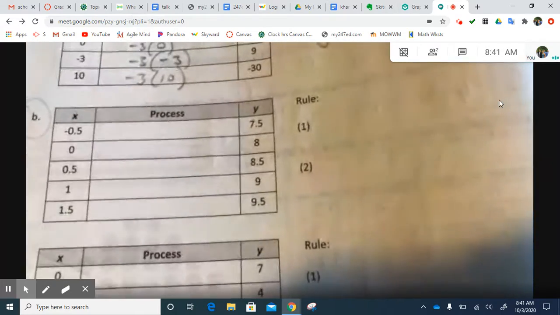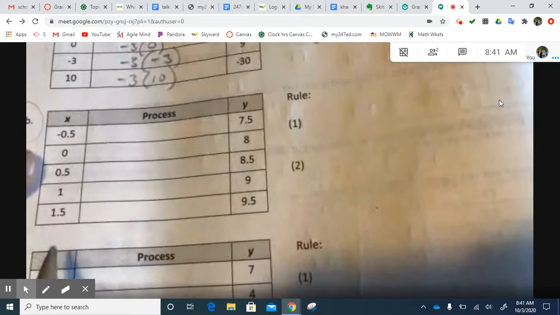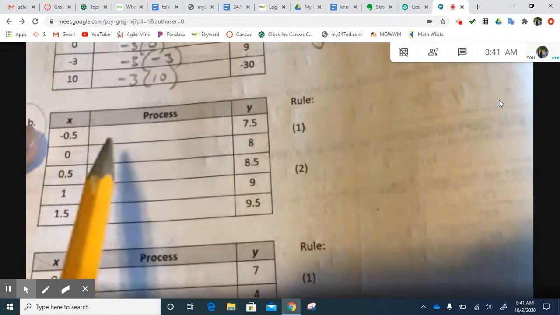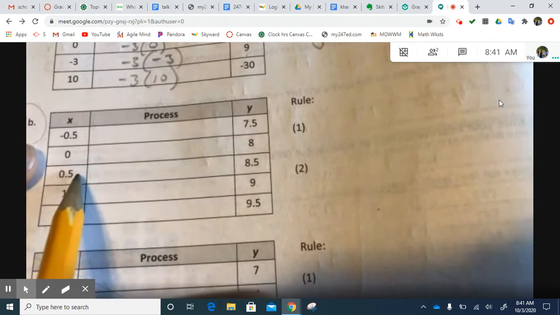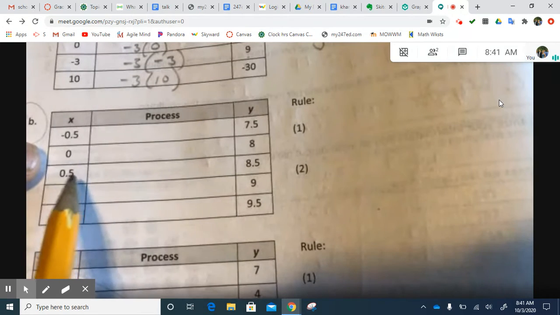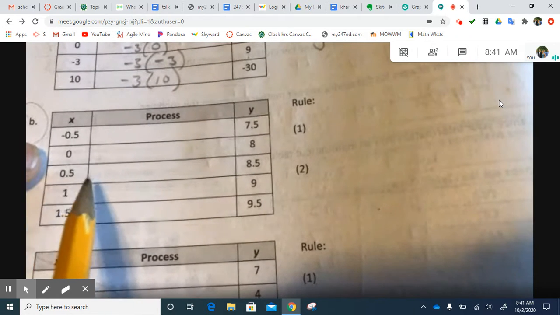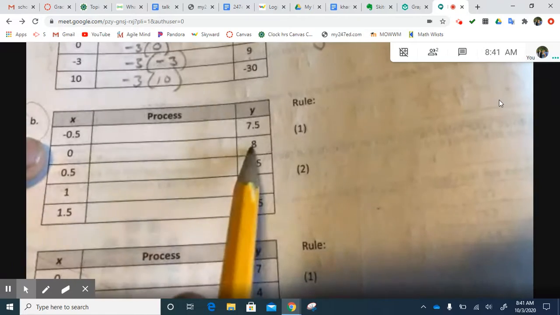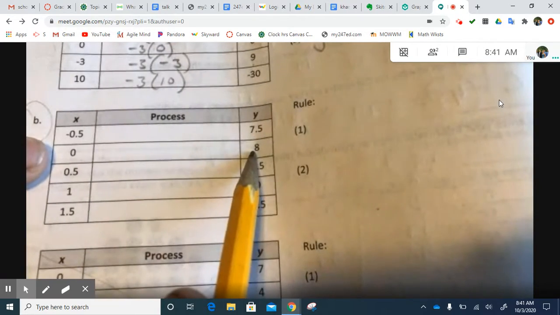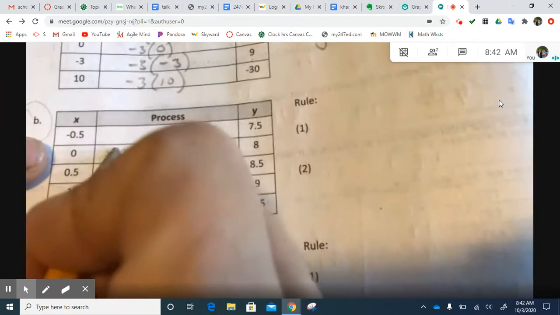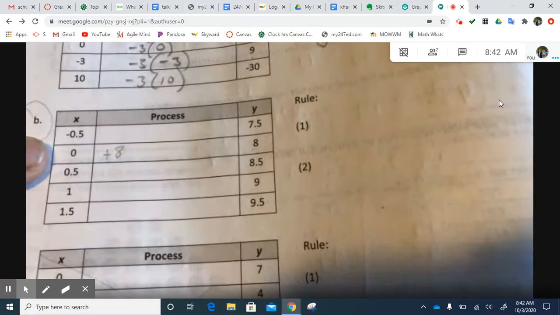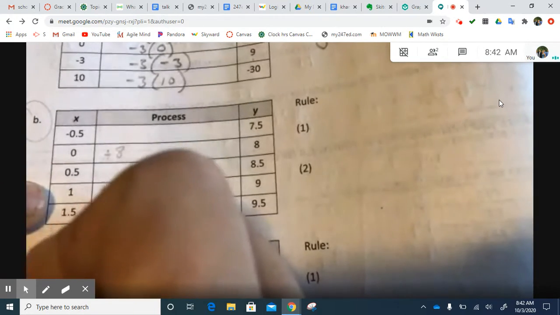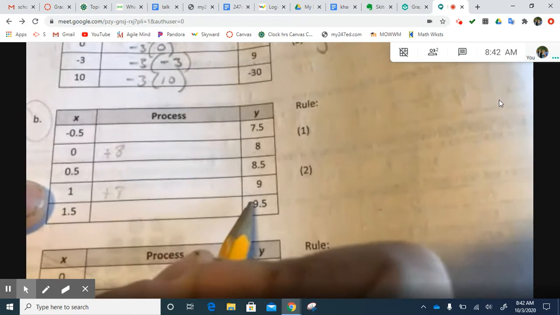All right, for this one, got some decimals here. Whole numbers are easier to work with than decimals. Let's look at the whole numbers. How can I go from 0 to 8? Well, I can try adding 8, right? Let's skip down here to the other whole number. 1 plus 8. Well, it gives me 9.